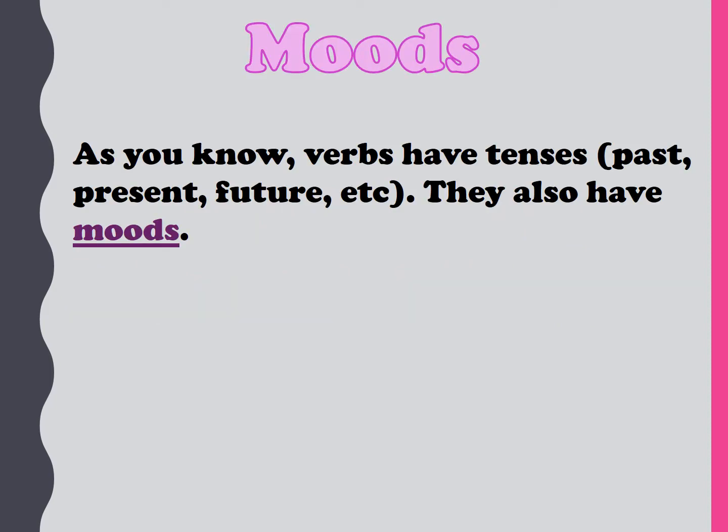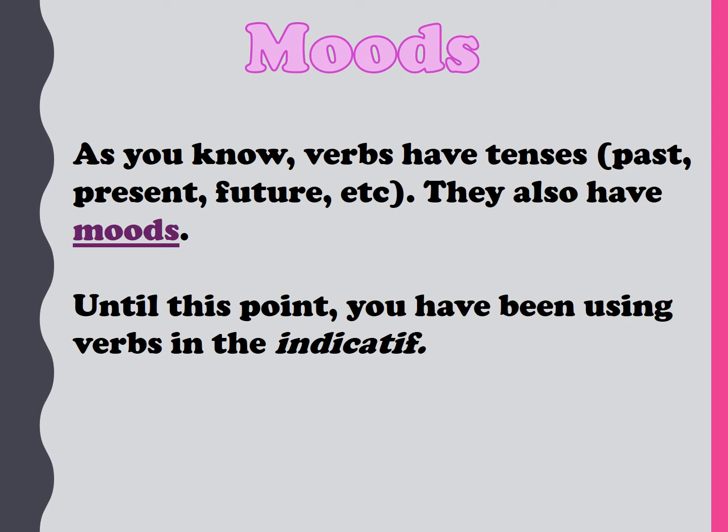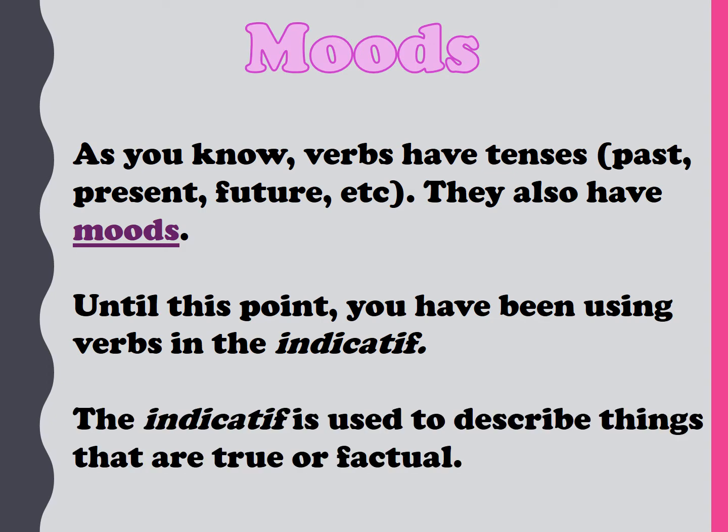As you know, verbs have tenses, past, present, future, etc. They also have moods, and this is something that you may not have discussed before. Until this point, you've been using verbs in the indicatif. So the présent de l'indicatif. The indicatif is used to describe things that are true or factual.